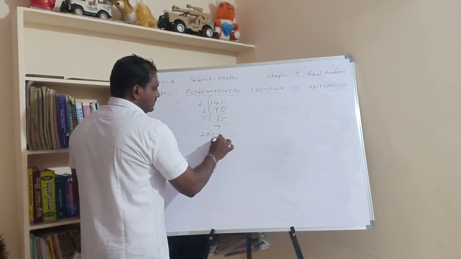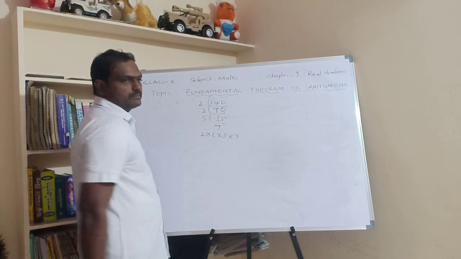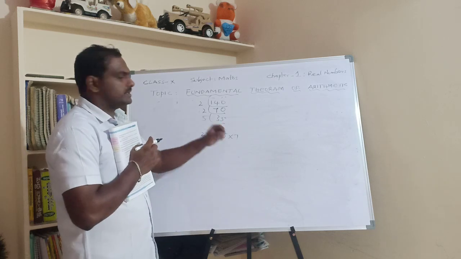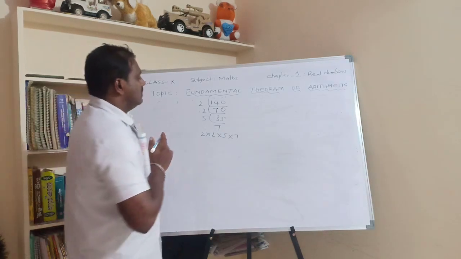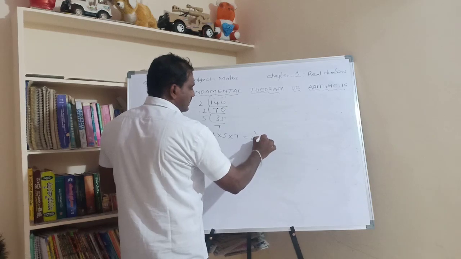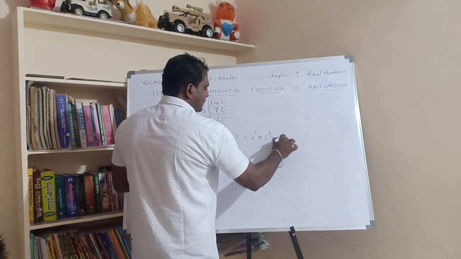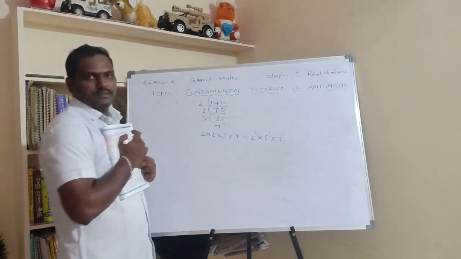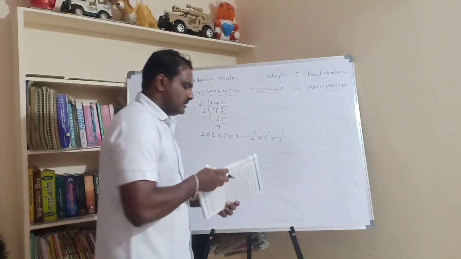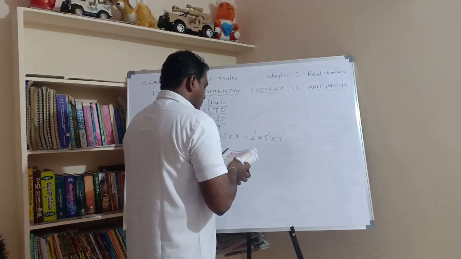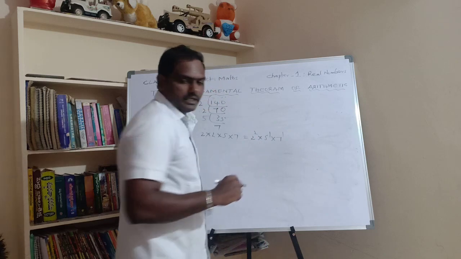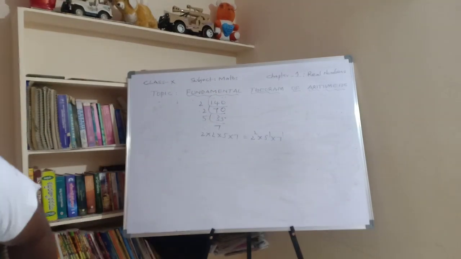2 into 2 into 5 into 7. Or we can write 2 power 2 into 5 power 1 into 7 power 1. All are prime numbers. Okay. Next. 7429. Fourth, last example I will explain.